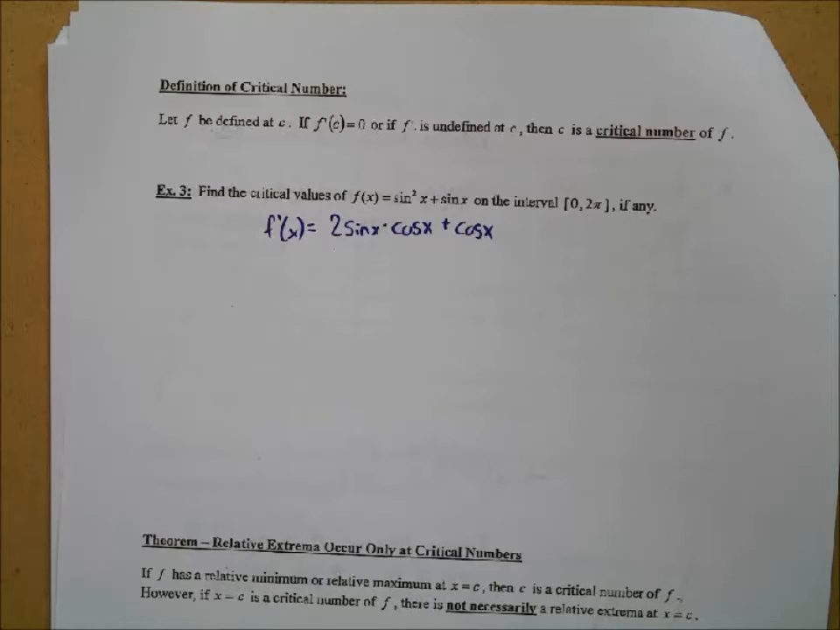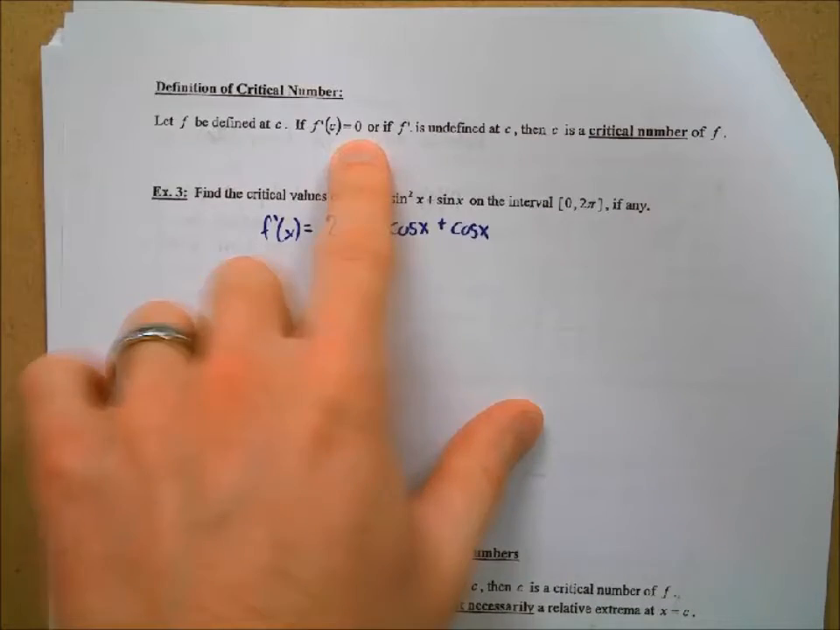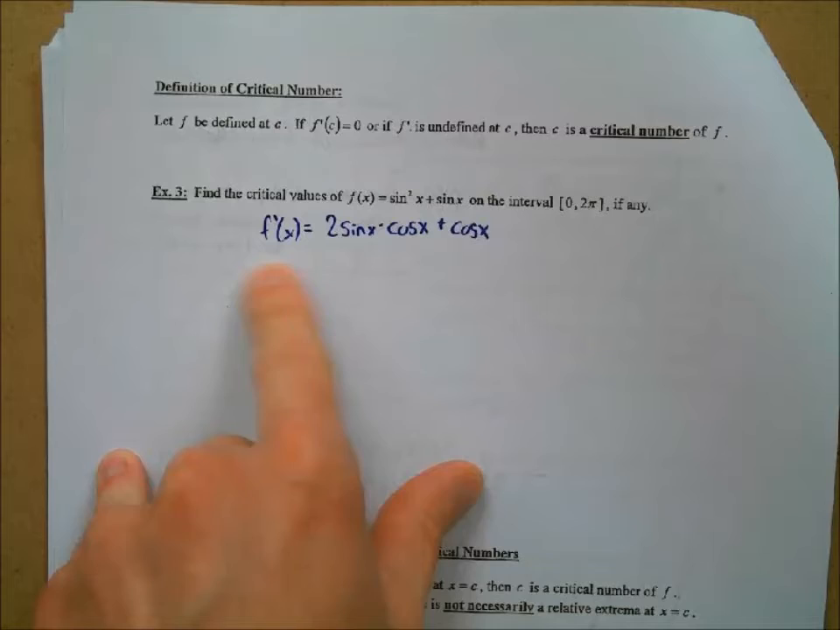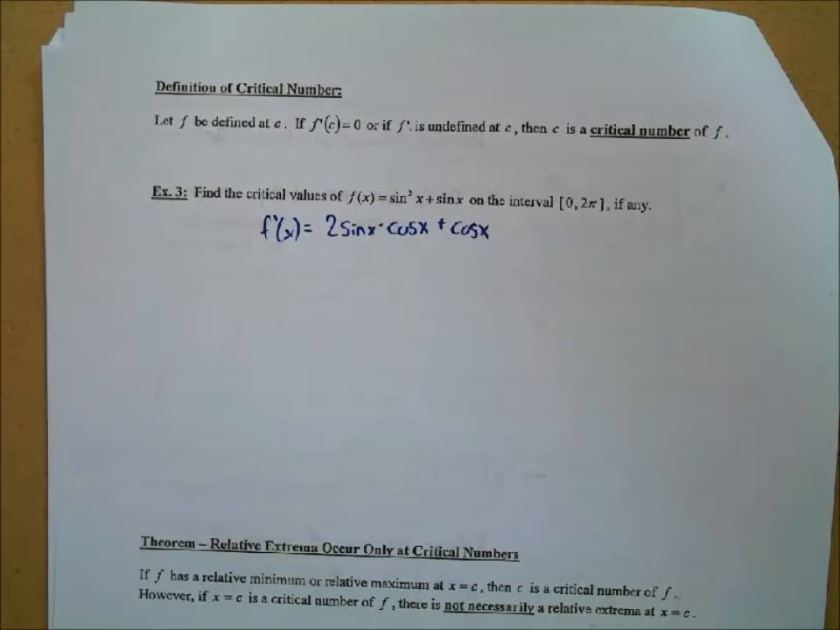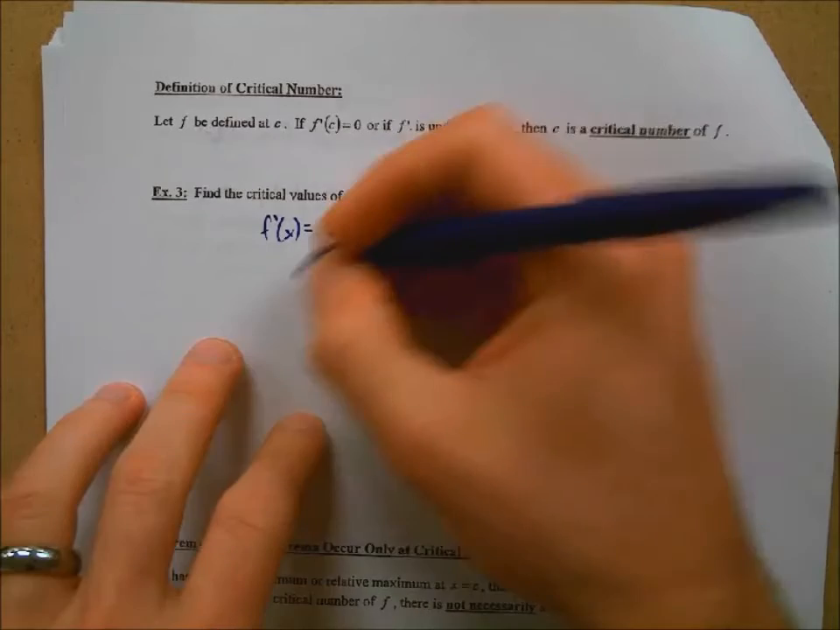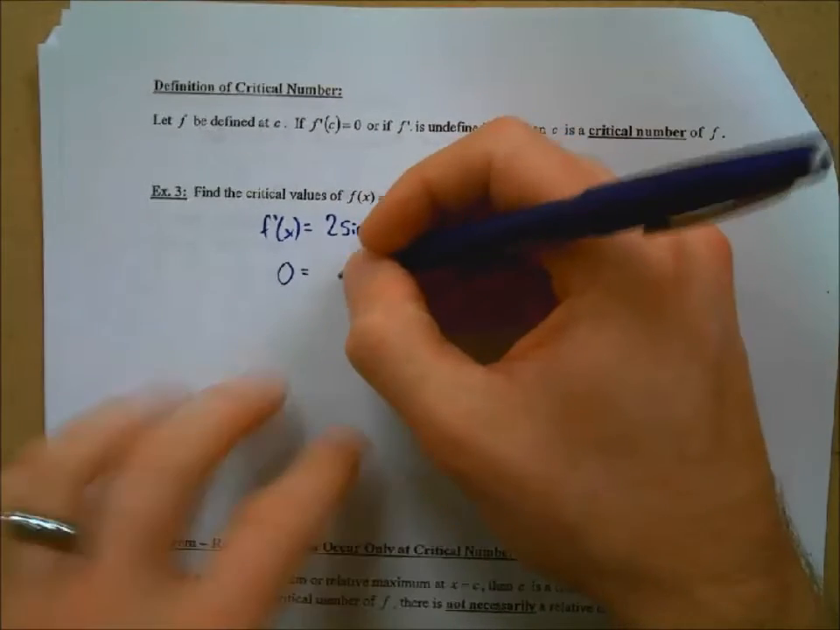Set it equal to 0, right? Because what makes a critical number a critical number? It's when the derivative is 0 or when the derivative is undefined. Do we need to worry about when this derivative is going to be undefined? No. Sine and cosine, they're never going to be undefined. There's no fraction here or anything like that, so no denominator to worry about. And so we're just going to set this thing equal to 0, and that's going to be the only way we get critical numbers in this case.